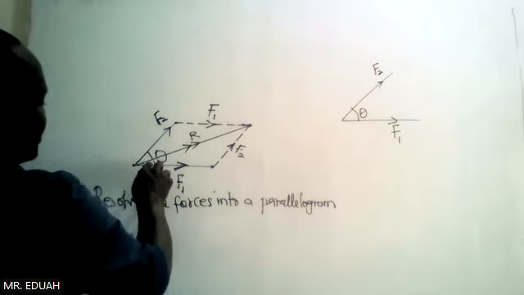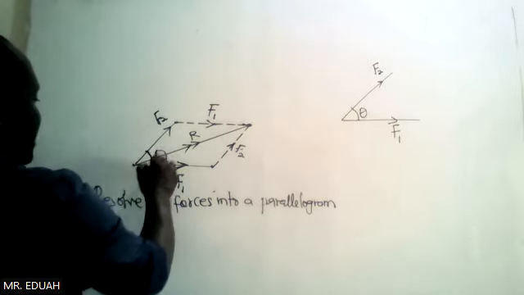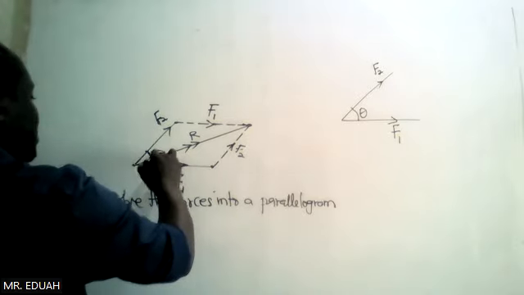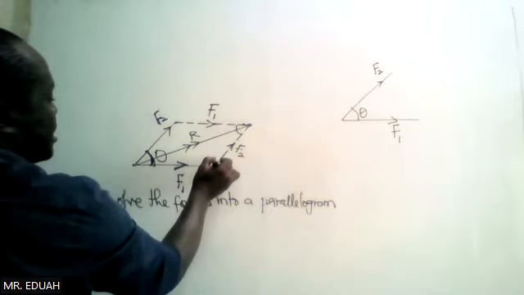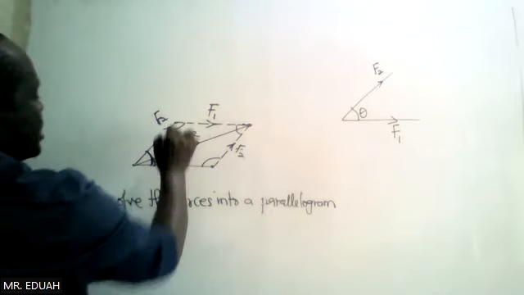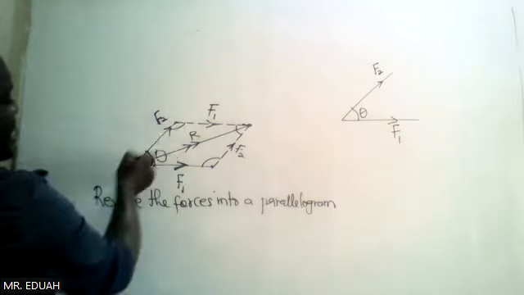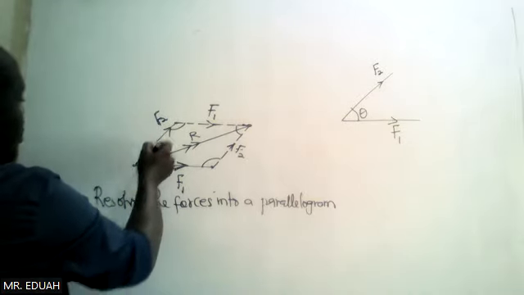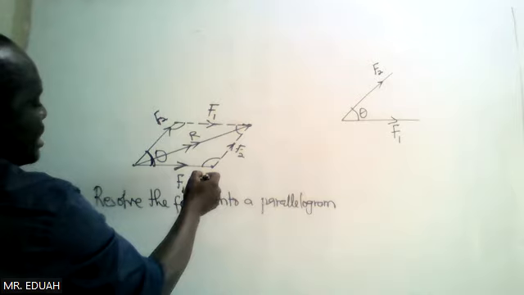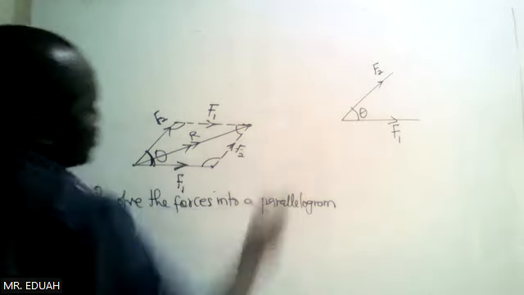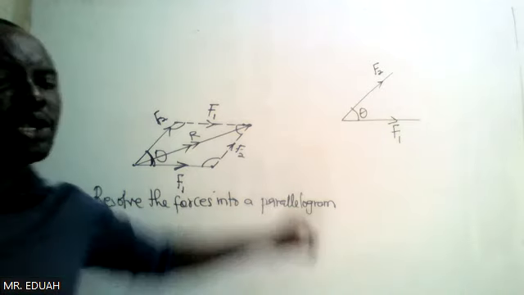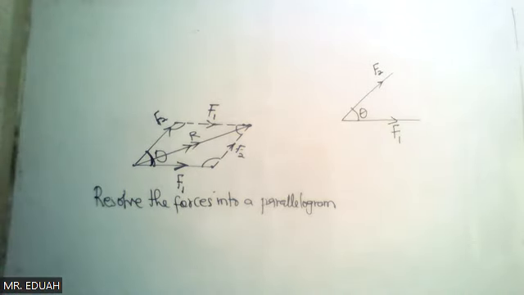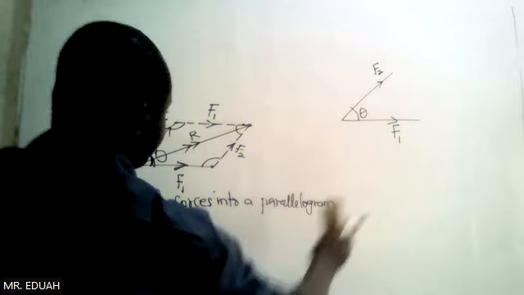For a parallelogram, interior opposite angles are equal. This angle is equal to this angle. This must also be equal to this. The parallel sides are also equal. This side is equal to this side. This side is also equal to this. So we've resolved the forces into a parallelogram. Is that okay?